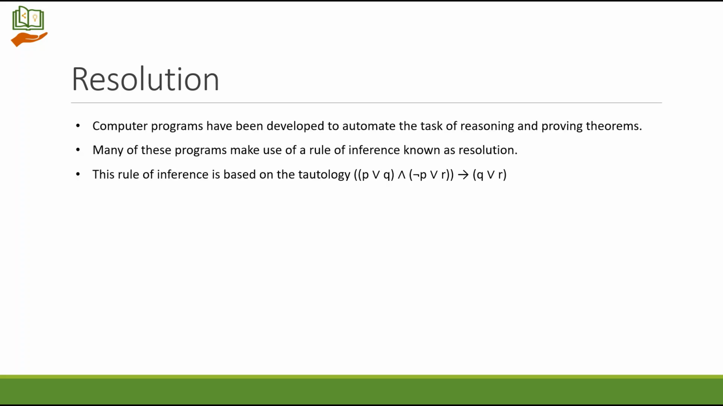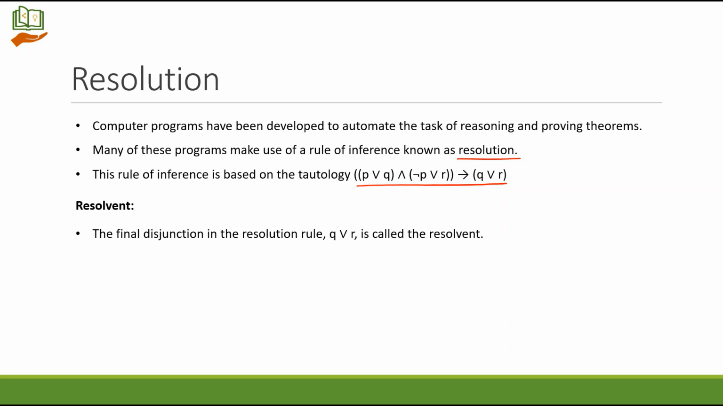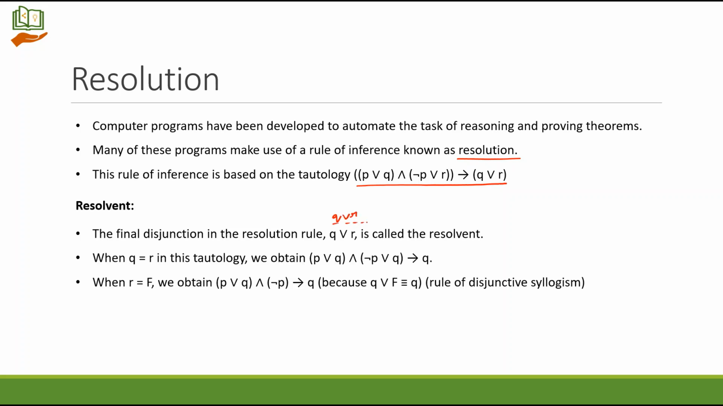Computer programs have been developed to automate the task of reasoning and proving theorems. So this is like giving training to a system. Many of these programs make use of a rule of inference called resolution. This rule of inference is based on tautology, and this is the complete expression of resolution. Now we have something called resolvent. The final disjunction in the resolution rule, that is this particular part, is called the resolvent. When we have Q equal to R, when both the values are going to be the same, what happens?